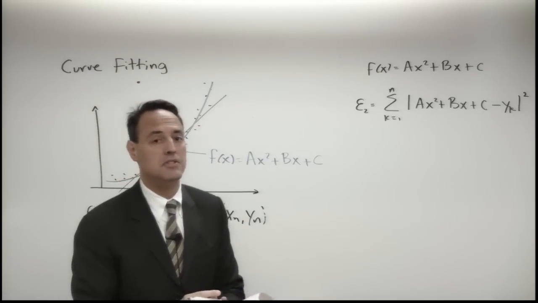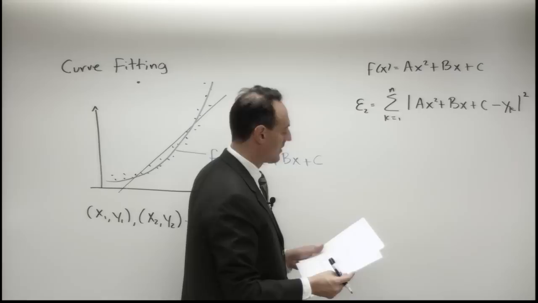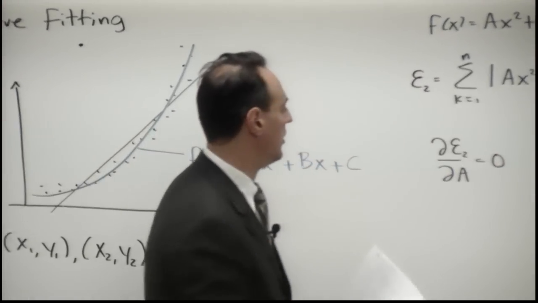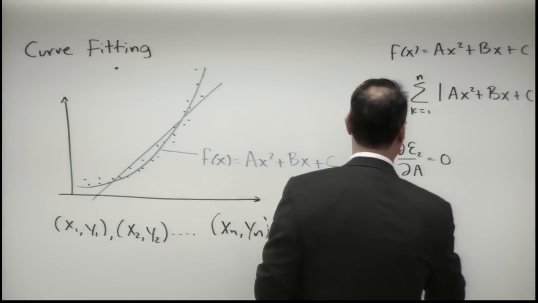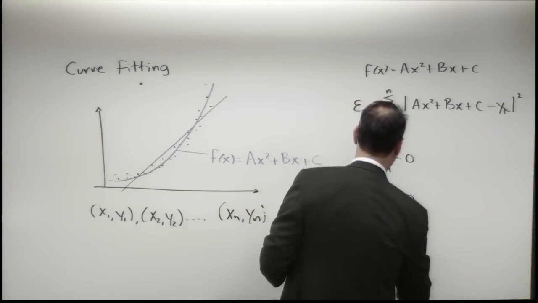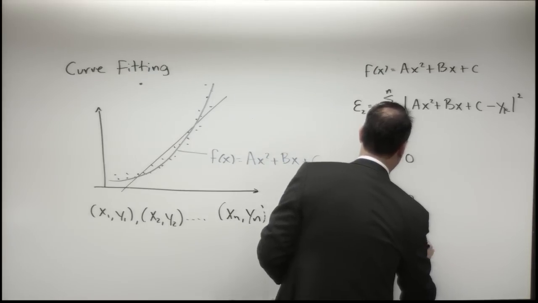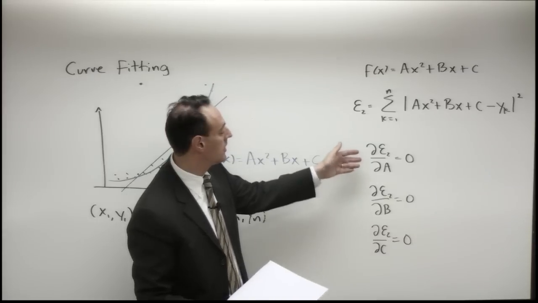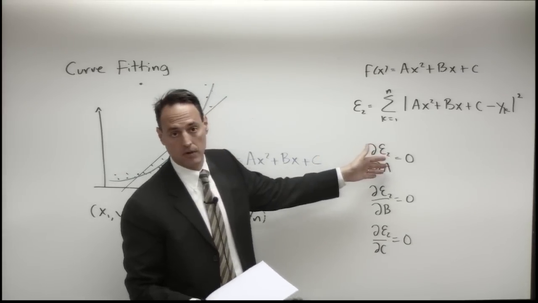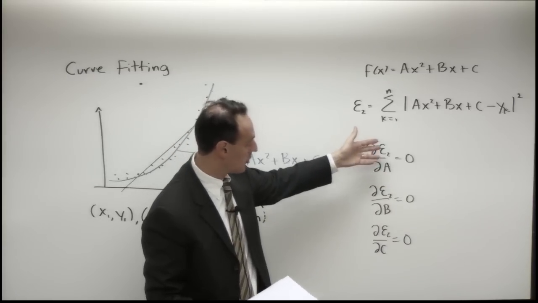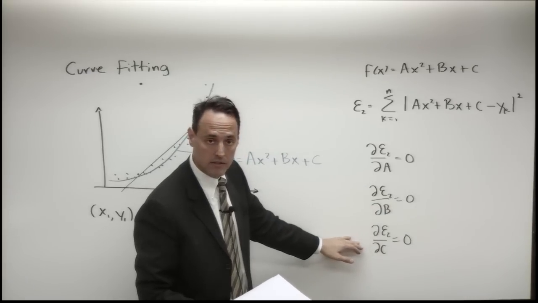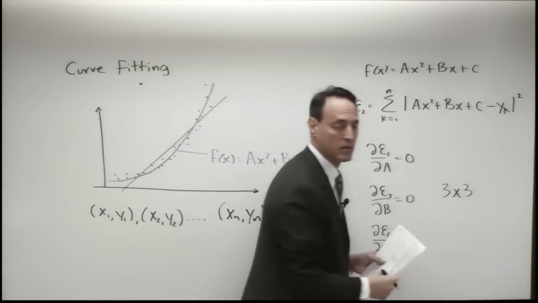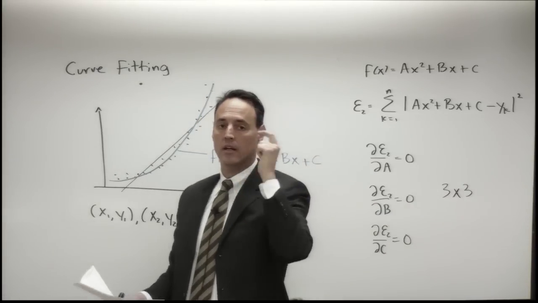How do you minimize? You set a derivative to 0. Same thing as before, except now you want to set the derivative with respect to a to be 0, the derivative with respect to b to be 0, and the derivative with respect to c to be 0. Each one of these gives you an equation. So this is going to be 3 constraints, and you have 3 unknowns, a, b, c. So what you end up with is a 3x3 system of equations, for solving for a, b, c.